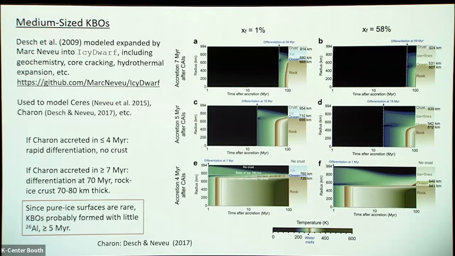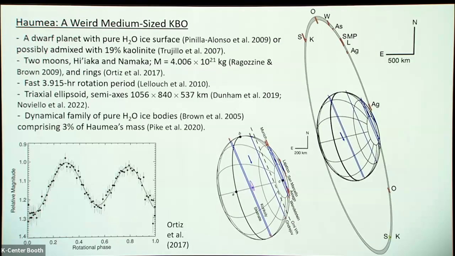All right, so we found it really useful to look at one specific example of Haumea as a weird medium-sized KBO with a very unique history that allows us to make progress on these questions. Haumea is my favorite dwarf planet.